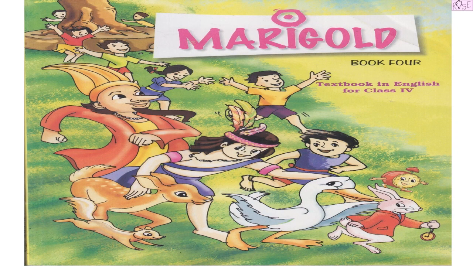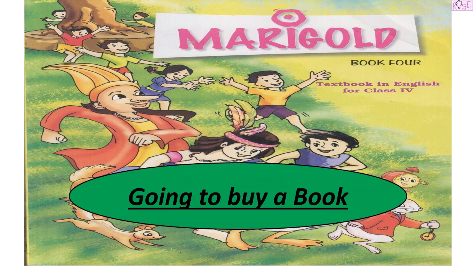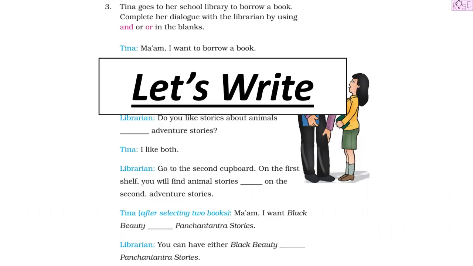So today we are going to do another activity from your book Marigold Class 4 NCERT from the chapter Going to Buy a Book. This activity is present at page number 145. It is from the section Let's Write. We have already done question number 1 and question number 2 of this section. Today we are going to do question number 3 of the Let's Write section.